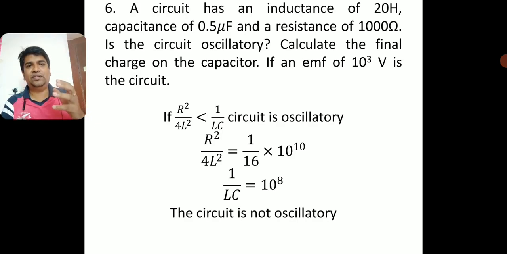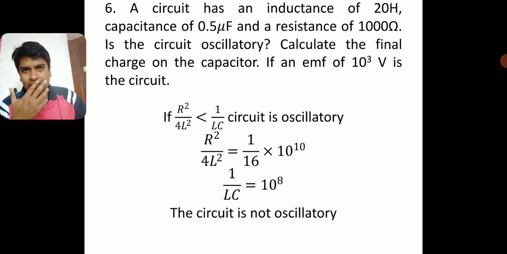First let me find the left hand side, which is R square by 4L square. R square is 1000 squared, divided by 4 into L square, where L is 20 Henry. Calculate that, and also calculate 1 by LC, which will be 10 to the power of 8. If there are any calculation mistakes, please correct them. And I look for this. This is not actually satisfying. 1 by LC is not greater.